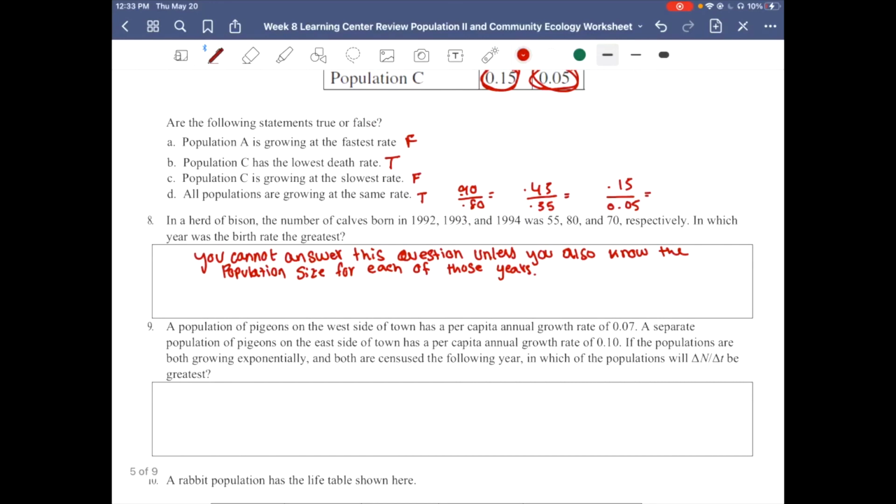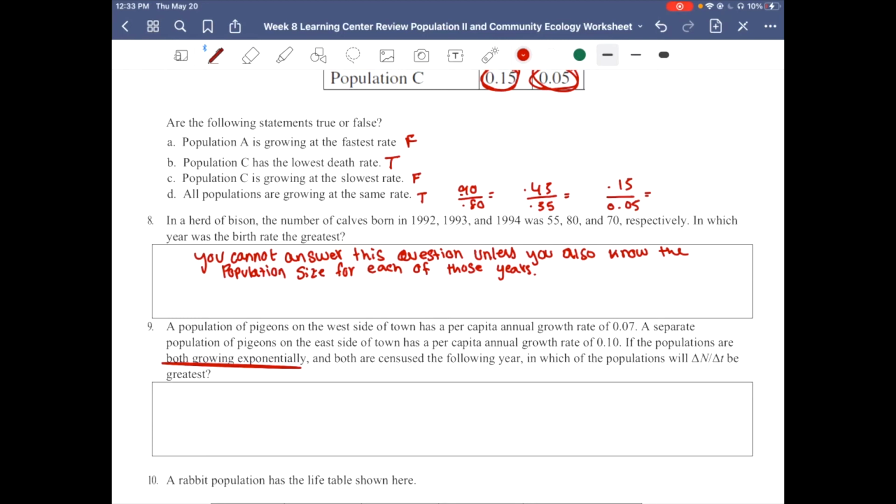Okay, next question says a population of pigeons on the west side of the town has a per capita annual growth rate of 0.07. A separate population of pigeons on the east side of the town has a per capita annual growth rate of 0.10. If the populations both grow exponentially, and our census is the following year, in which population will the change in number over the change in time be the greatest?